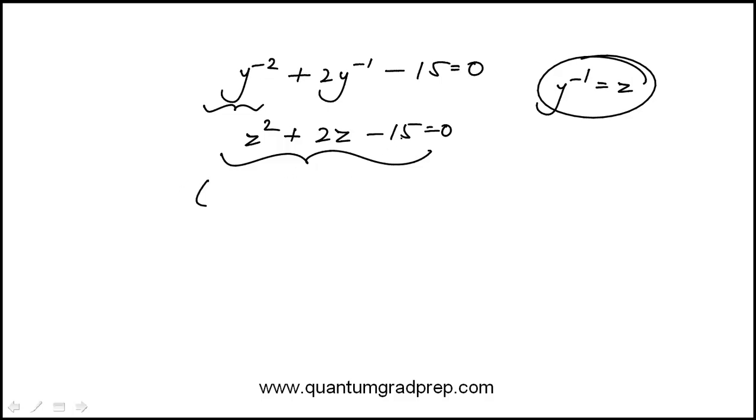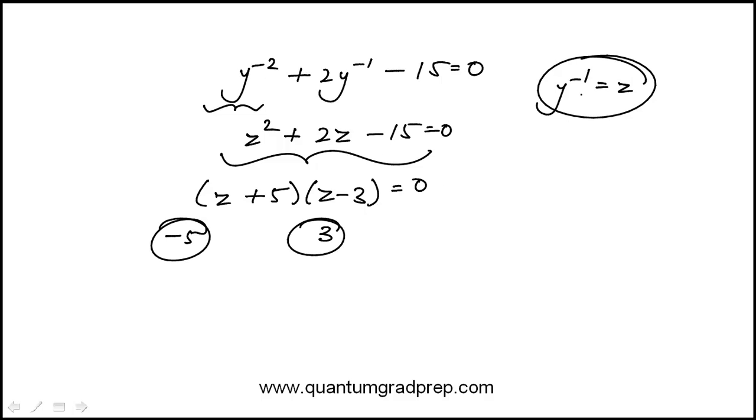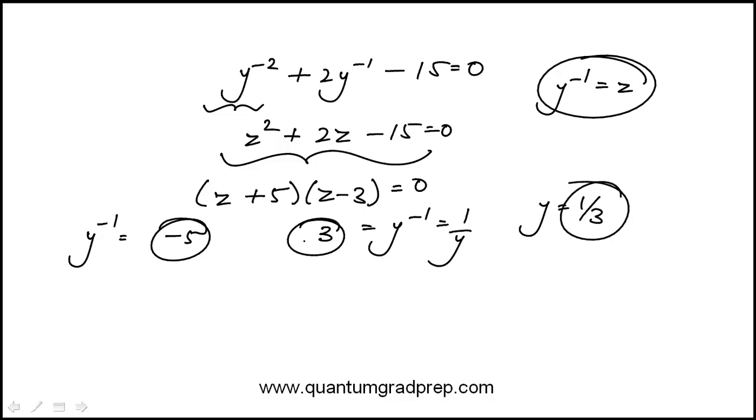We can factor this. It's going to be 5 times 3 is 15. So it's going to be (z plus 5)(z minus 3) equal to 0. So two solutions would be z is either minus 5 or z is 3. Now, z itself is y to the minus 1. So we have two values, and y to the minus 1 is 1 over y. So y is either 1/3, and this one will tell us that y is minus 1/5.